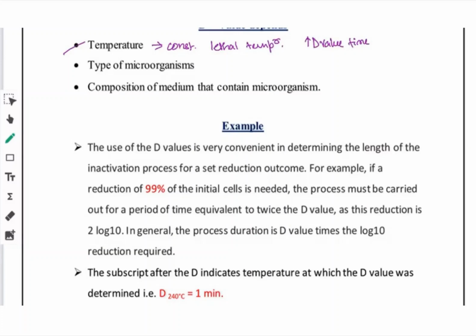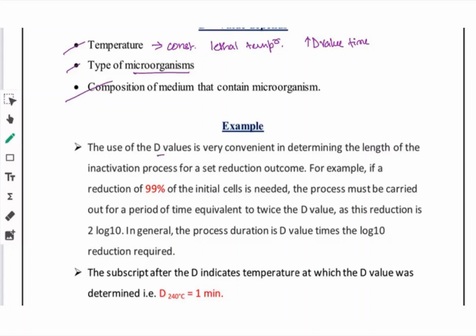The second is type of microorganism. In my first part video, I have mentioned that D-value is the measure of heat resistance of a microorganism. So based on the type of microorganism, the D-value is calculated and it may increase or decrease. Next is composition of the medium that contains the microorganism. Let's see a few examples.